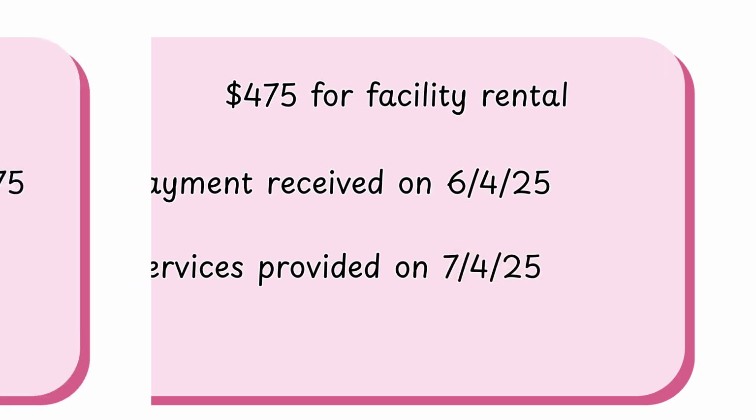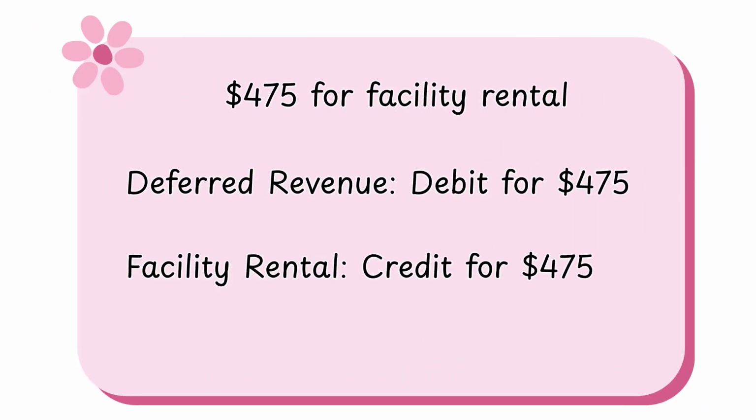The payment would initially be recorded in the deferred revenue account in June. This is a liability account because the service is owed to the customer. Then in July, a journal entry would be used to debit deferred revenue by $475 and to credit facility rental and income account by $475.